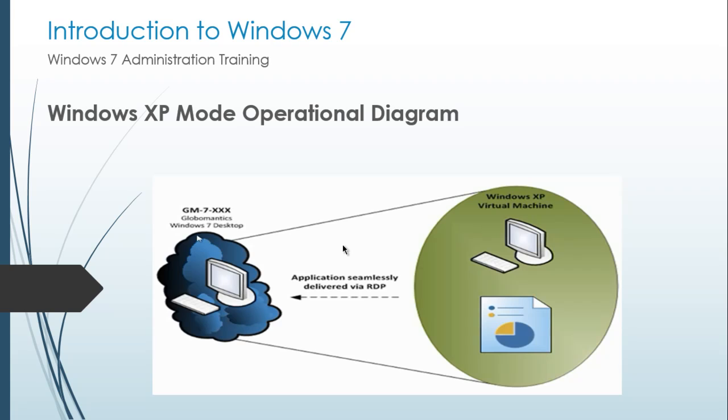What is Windows XP mode? This gives an operational diagram. This is your Windows 7 desktop, and you are trying to access an application that's compatible only with Windows XP. Using Windows XP mode, the user is not aware, and it seamlessly gives you a virtualized environment and provides you access to a virtualized application via RDP connection.